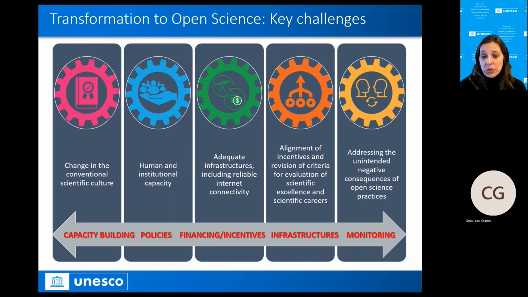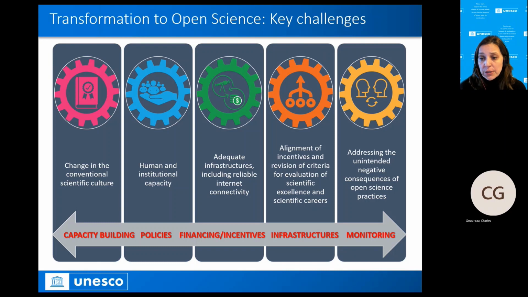There is a need for adequate infrastructures, including reliable internet connectivity, which is actually key for ensuring that open science is indeed equitable and that it closes the science, technology, innovation gaps, and does not actually make them even more difficult and wider. There is a need to align incentives and, in that sense, to revise some of the criteria for evaluation of scientific excellence and scientific careers. So we are talking about possible reforms of research assessments, because for the moment, the way researchers are assessed and evaluated is not necessarily in line with the principles of open science. And that definitely needs to change if researchers are to be the ones to really carry forward open science initiatives and actions in line with the UNESCO recommendation on open science.